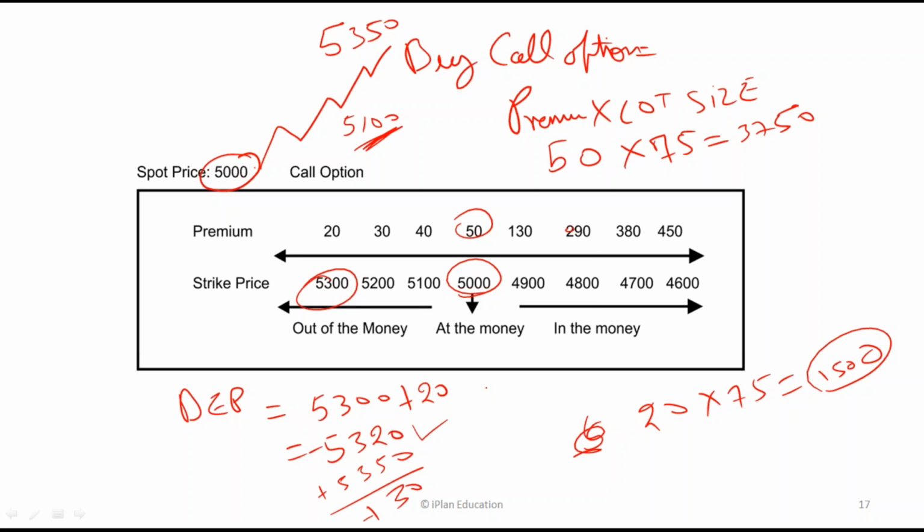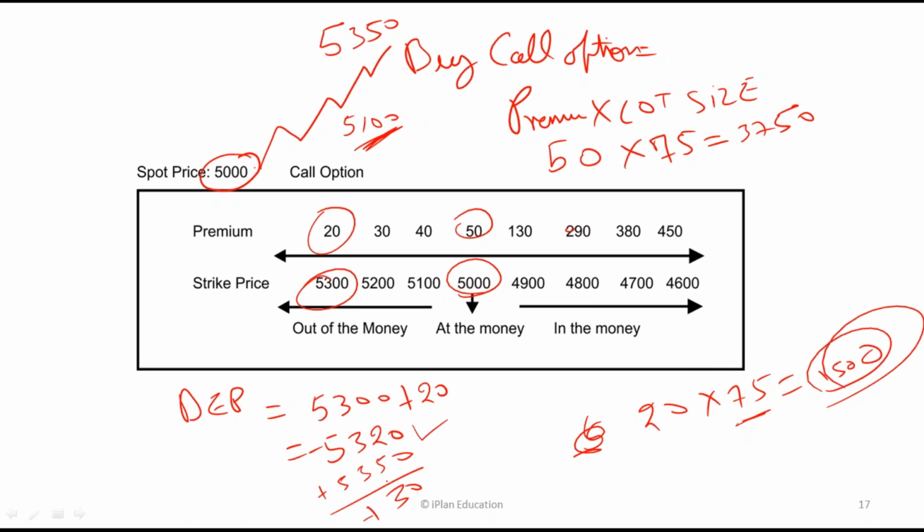Your loss will not be 220. Your loss will be only 20 rupees, the premium you paid, because you will not execute the option contract. You will simply leave the option contract as it is on the exchange. You lapse it. You don't go to the exchange, you don't do anything on the trading terminal. It will be automatically closed, and you will book a loss of 20 rupees per contract, and with a 75 lot size, 1,500 loss you will incur, not more than that.